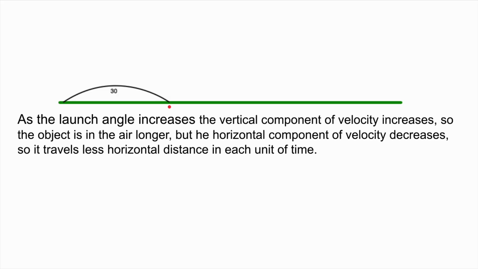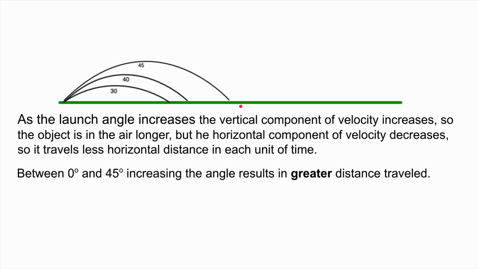Now, if I increase the angle from 30 to 40 degrees, I see it goes further. Now, at 40 degrees, it has less horizontal component velocity, but it has a greater vertical component. So it's in the air longer, but going slower horizontally. Still, that extra time in the air is more of a factor, and it goes further. And if I increase a little bit more, I go to 45, I see that it goes even further still. Now, what this tells us then is between 0 and 45 degrees, increasing the angle is going to result in a greater distance traveled, at least across horizontal terrain, which is what you're given in AP Physics.